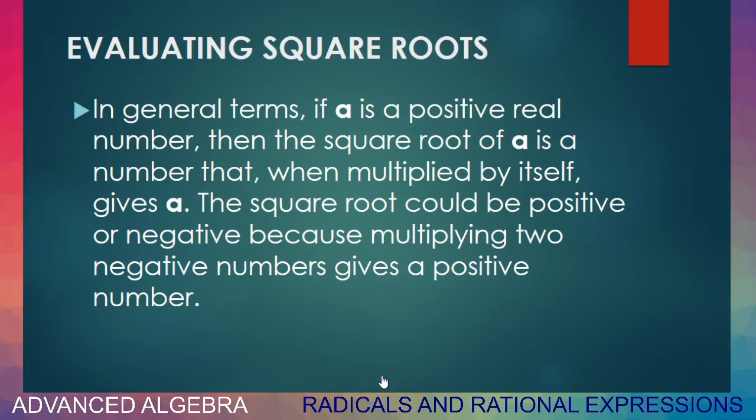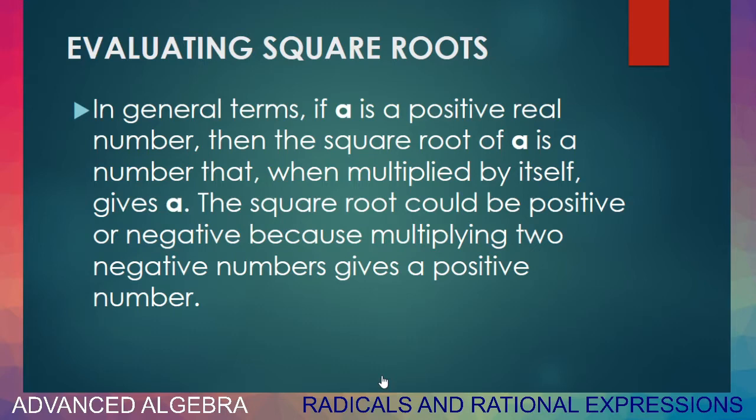Kasi di ba, kunwari, the square root of 16. So, ang square root niyan ay positive or negative 4. Kasi di ba, negative 4 times negative 4 ay 16 pa din. Then, positive 4 times positive 4 is equal to 16 pa din. So, ibig sabihin, dalawa yung ating square root. It's either the negative 4 or the positive 4. So, yun yung sinasabi diyan sa sentence.